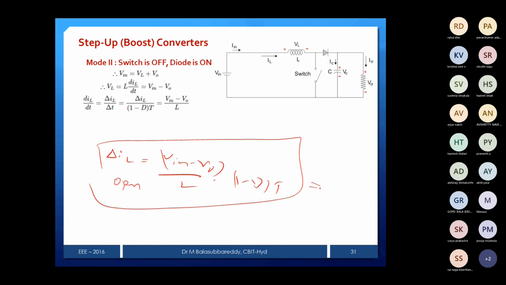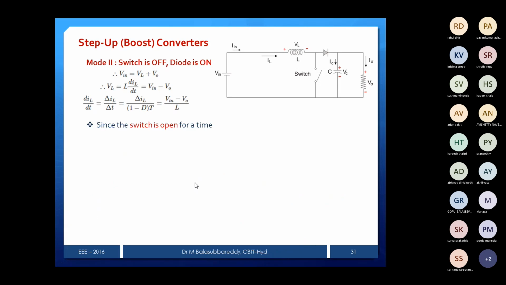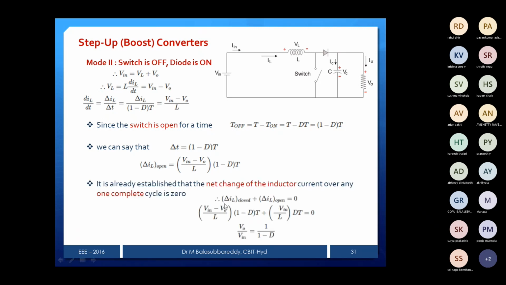Now equate. This is equal to delta IL when it is closed, and we will get V out in terms of V in, divided by 1 minus D. I will show that also. Now we can see I am equating both the same. I will show that when the switch is open, V in minus V out by L into 1 minus D into T. That only I wrote here. And now equate both.